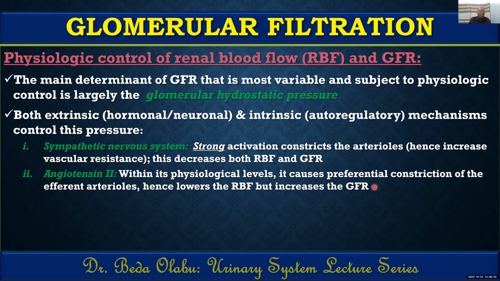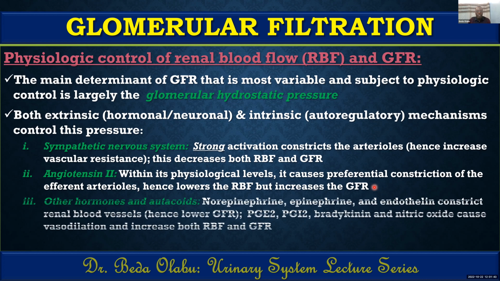Angiotensin 2 is another hormone to consider as affecting renal blood flow. Within its physiological limits, it causes preferential constriction of the efferent arteriole as opposed to the afferent arteriole. Now understand, within its physiological levels, it will only affect the efferent arteriole and not the afferent arteriole. The afferent arteriole is relatively spared within physiological range. It can only be affected by high levels of angiotensin 2 beyond physiological levels. So within physiological limits, angiotensin 2 will cause vasoconstriction of the efferent arteriole. And yes, that lowers the renal blood flow, but it increases the GFR from the mechanisms we just explained in the previous slides.